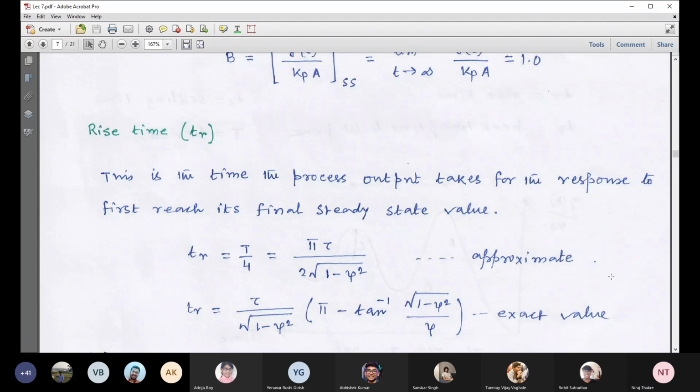Is this fine? Yeah, it is exactly (pi minus phi) divided by omega, or whole divided by omega.